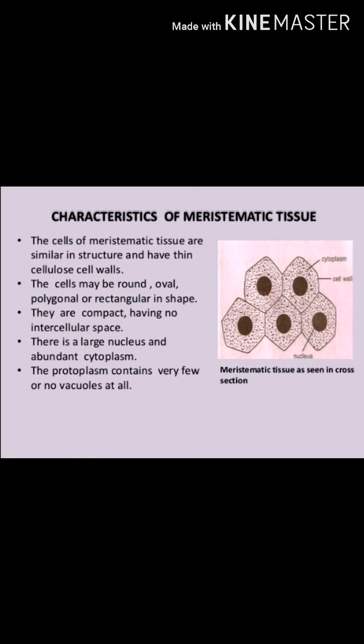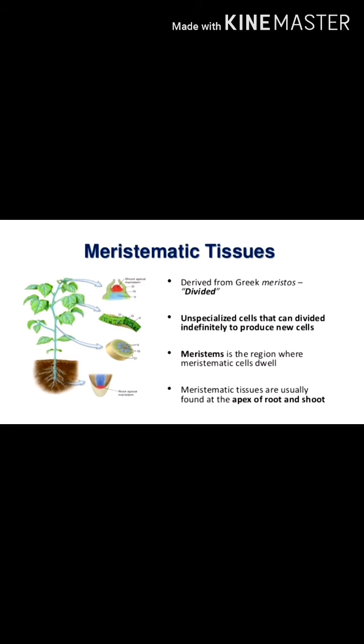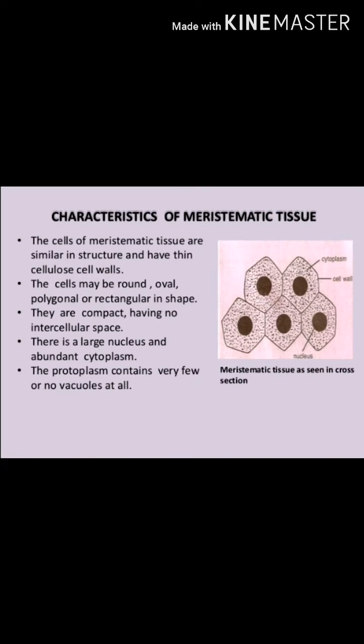It is a plant tissue, and the cells have a cell wall. The cells are thin walled and compactly arranged. Compactly arranged means there is no intercellular space between the cells. The cells are spherical or polygonal in shape. The nucleus is large, and the cytoplasm is dense. Means the cytoplasm of meristematic cells is dense, and vacuoles are absent in meristematic cells.